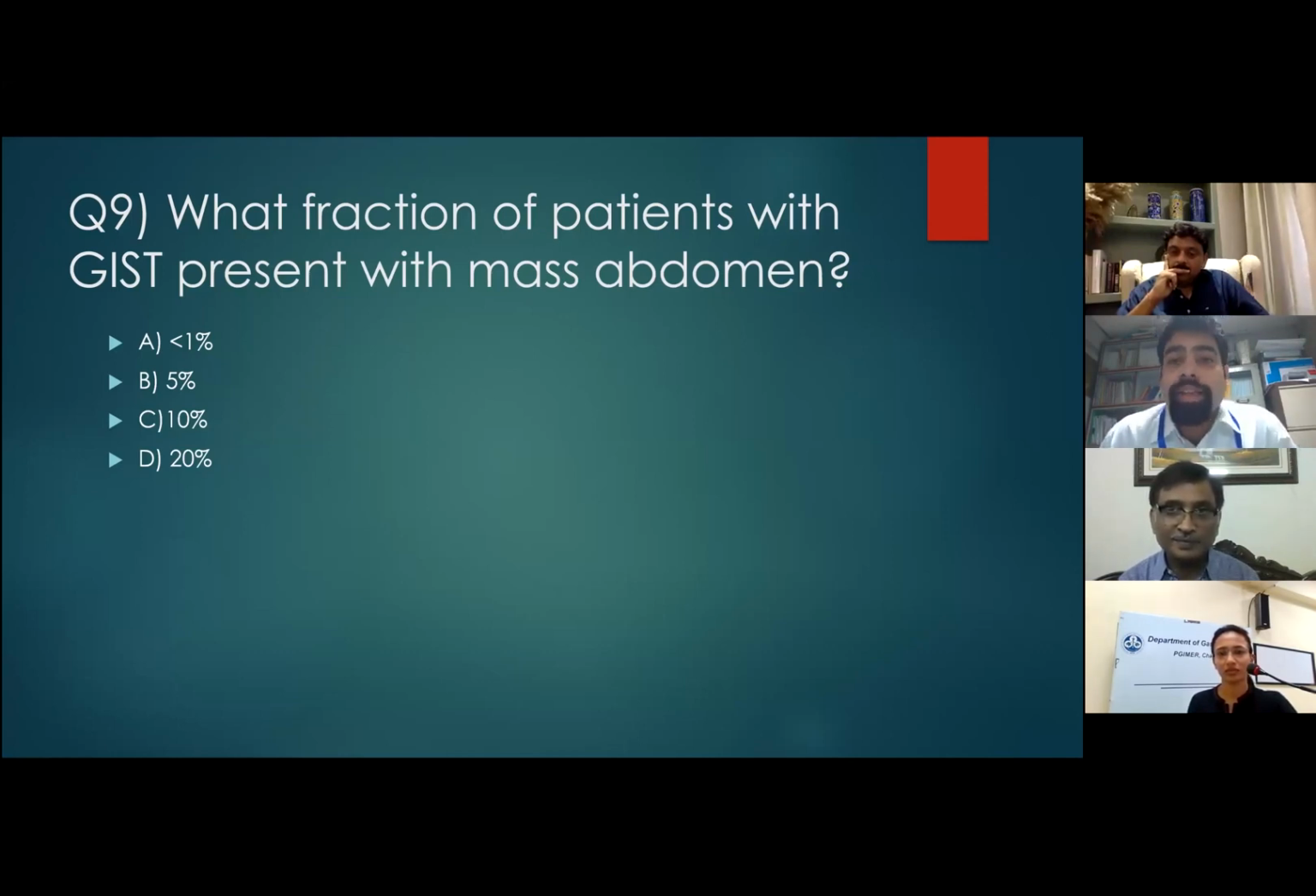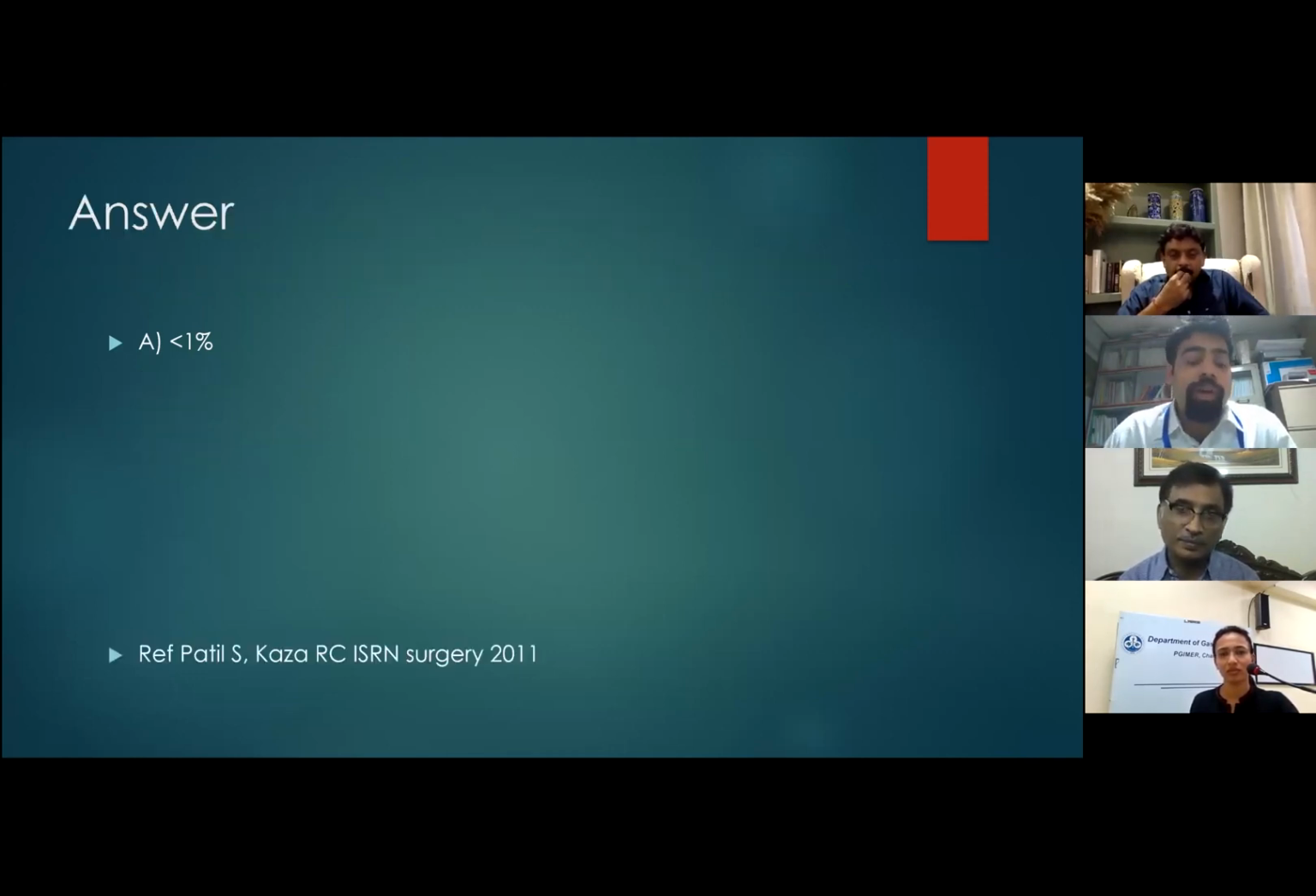So the correct answer is in fact less than 1%. It is very, very unusual for a GIST to present with a mass, because primarily, since they are intramural, they might present with a rupture or a bleed more frequently. In fact, if you have a patient with GIST presenting as a mass, you can write a case report. From a case series published from MAMC in 2011, only 25 cases had been reported till that date, including the 4 patients in the case series by Professor Kaza. So it's very rare.